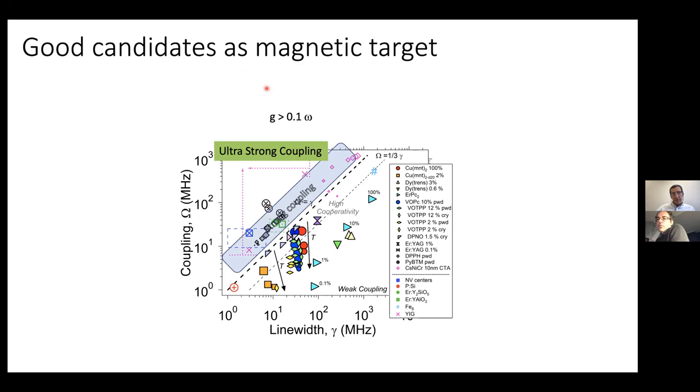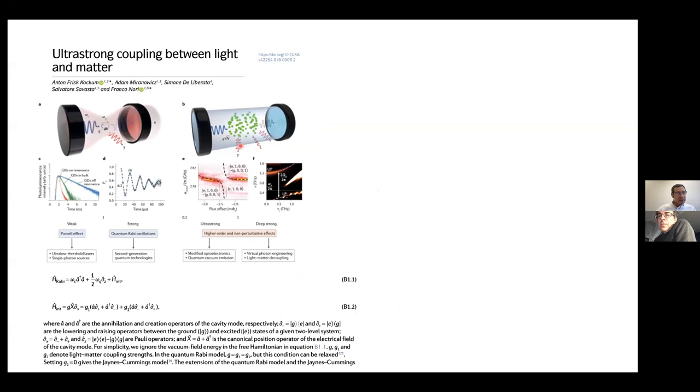The ultra-strong coupling regime is achieved when the coupling is at least one tenth of the working frequency of the cavity. So it's in this upper corner over here. You see that this purple line indicates different values reported for yttrium iron garnet, and there are several examples, as I will show in the minutes, that demonstrate that it's possible to achieve this ultra-strong coupling regime. As a good introduction, let me quote this review paper of Franco Nori on the ultra-strong coupling regime.